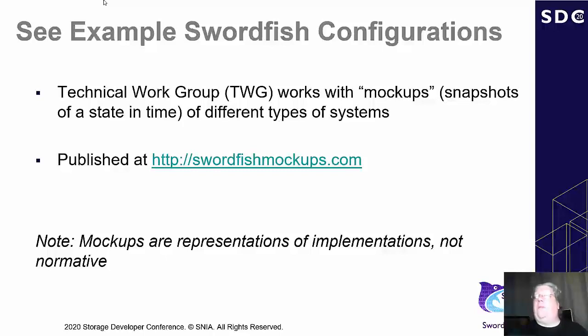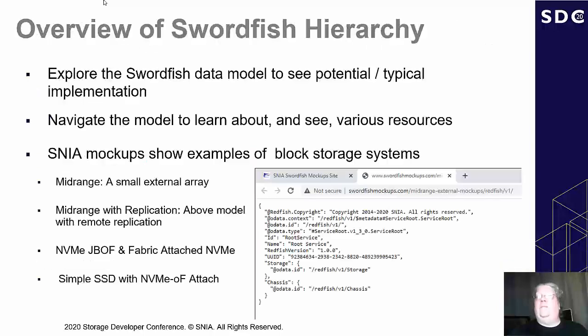But again, the mockups are representations of implementations. They're not normative. They don't expose everything we can do. They just expose the most common things. It's good to help you keep from getting overwhelmed. So some of the examples are a mid-range external array, a mid-range array with replication to show how the replication model works, a JBoF, and a Fabric attached NVMe box, because there's a lot of work going on with NVMe and SSDs with the Swordfish model as well.